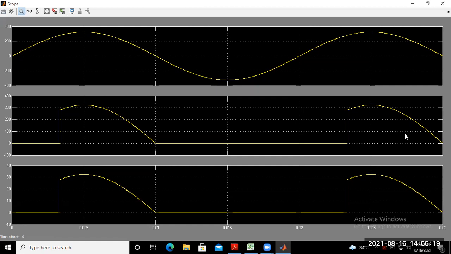Okay, so please be very careful to practice this type of simulation in Matlab. A lot of circuits you may obtain. So you may change this value, corresponding to how we can change the phase angle delay. So the output voltage we can control.